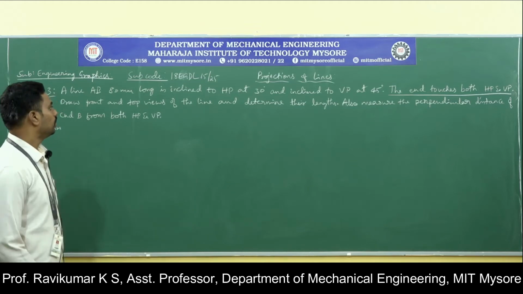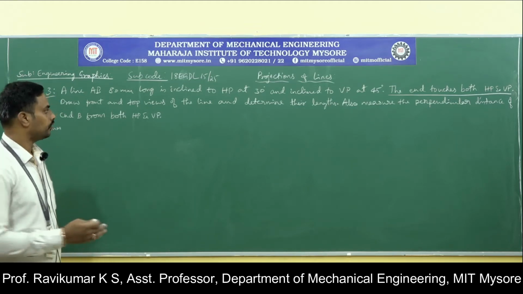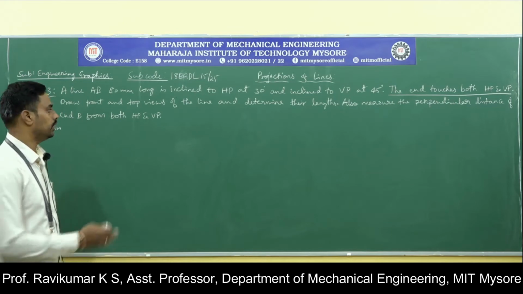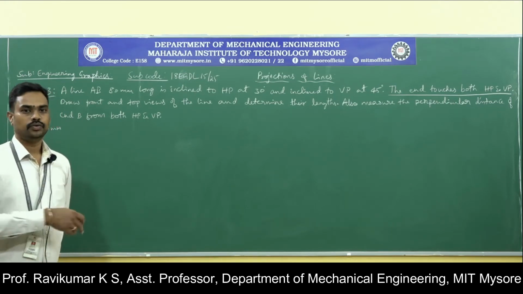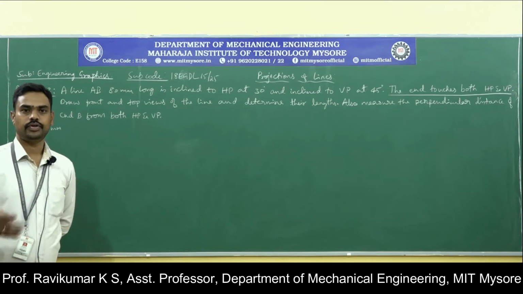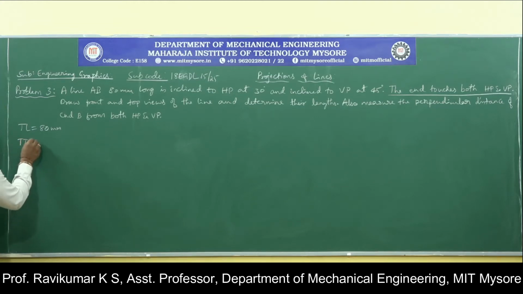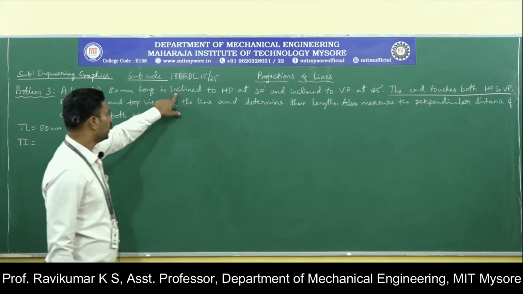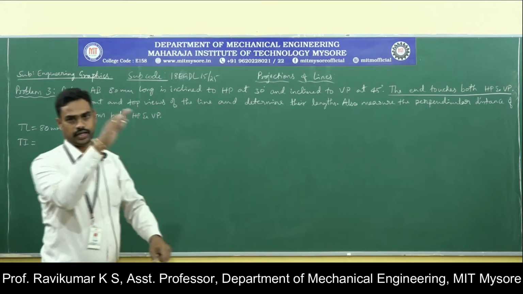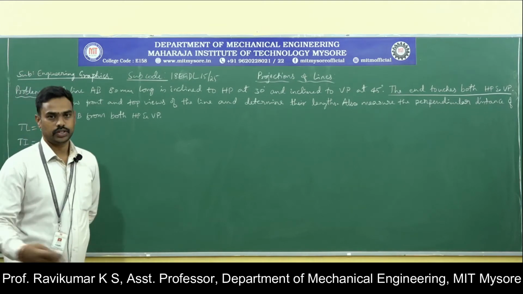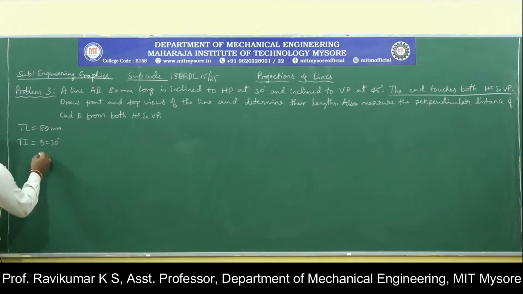Then it is inclined to HP at 30 degrees and inclined to VP at 45 degrees. Again, it is not given as appears to be inclined to HP or appears to be inclined to VP, like in the top view it is inclined to HP, in the front view it is inclined to VP. It is not given like that, so these are true inclinations. Inclined to HP at 30 degrees means theta is 30 degrees. And inclined to VP, you can measure in the top view, is 45 degrees, so phi is 45 degrees.